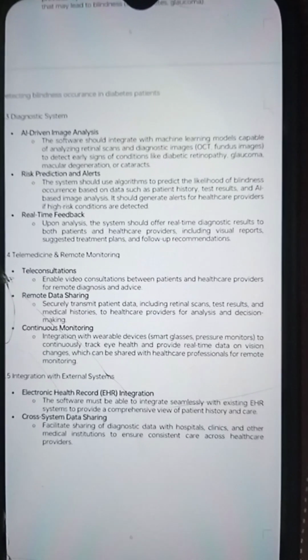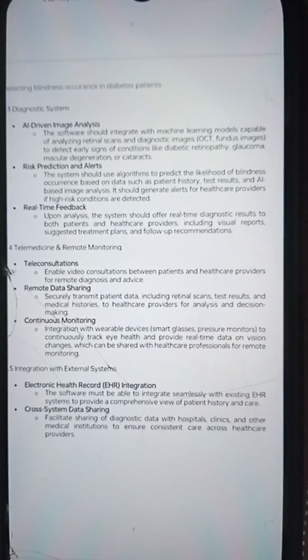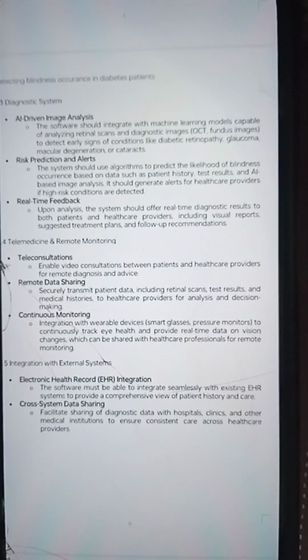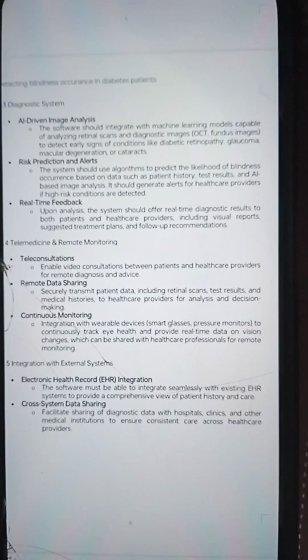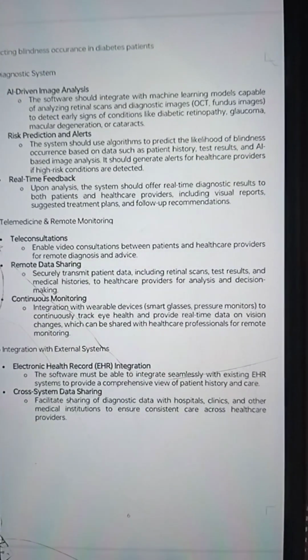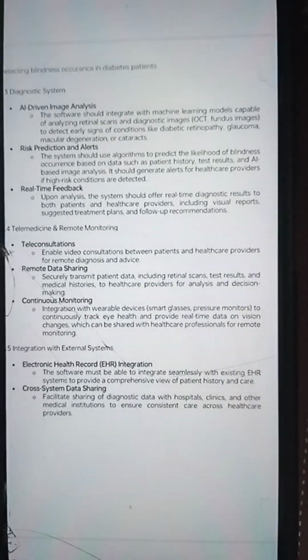Integration with external systems. Electronic health record integration: the software must be able to integrate seamlessly with existing EHR systems. Cross-system data sharing, facilitating the sharing of diagnostic data with hospitals, clinics, and other medical institutions to ensure consistent care across healthcare providers.